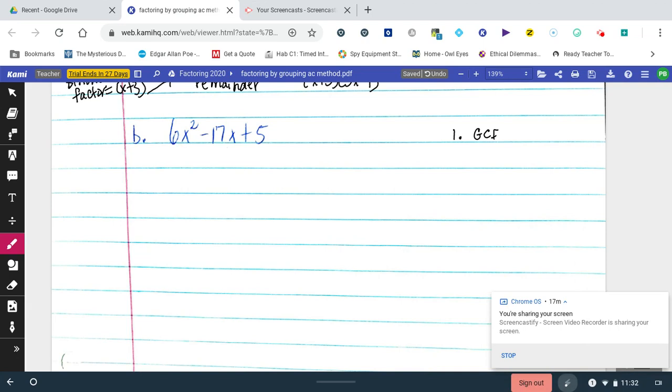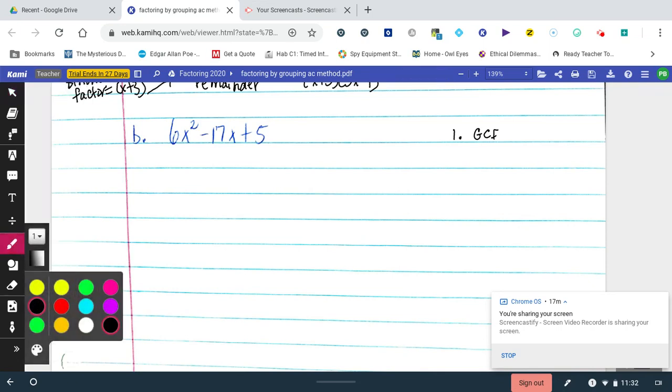First term has an x. Second term has an x. But the last term doesn't have an x. So they don't have any variables in common. So what I want to do is go ahead with step 2.